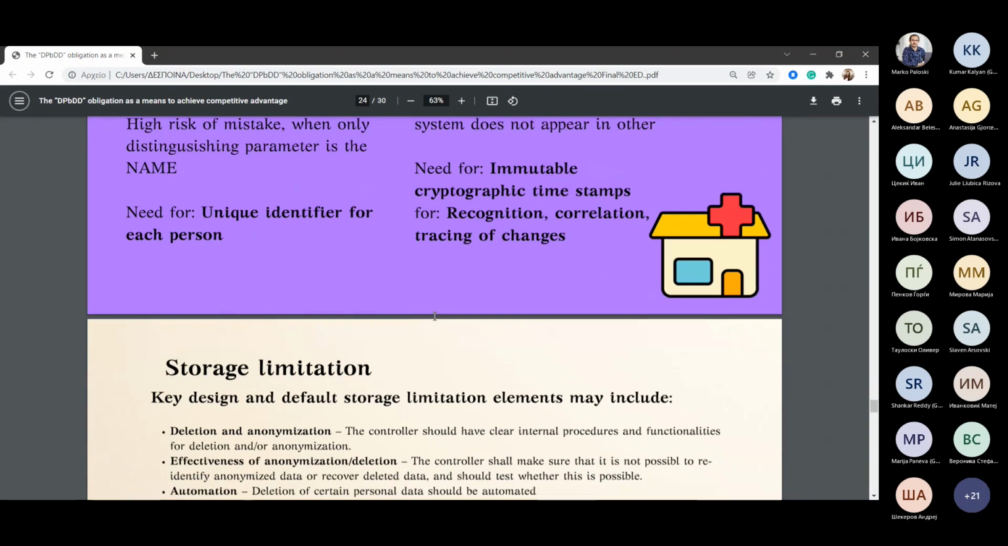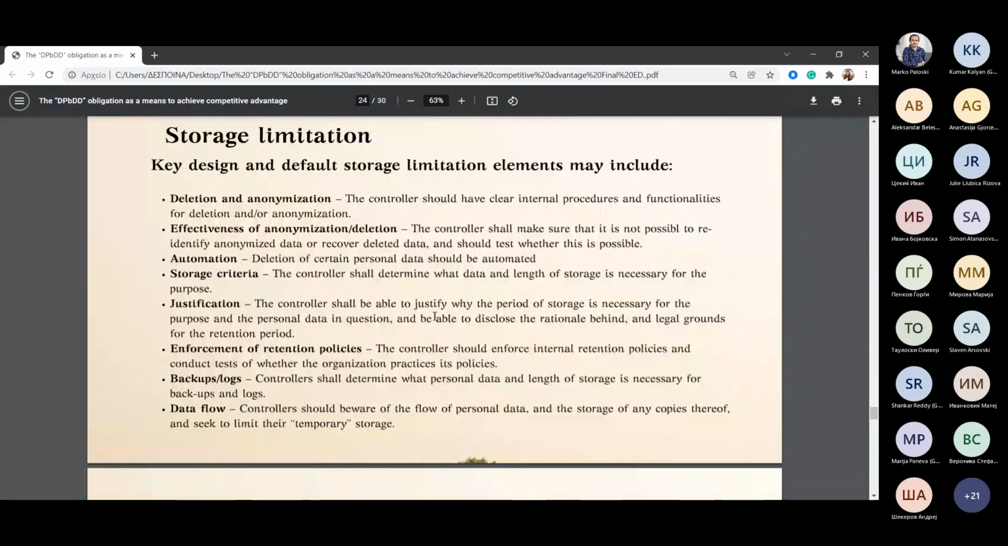And we have storage limitation, key design and default elements: deletion and anonymization. Effectiveness of anonymization and deletion: the controller shall make sure that it is not possible to re-identify anonymized data or recover deleted data.